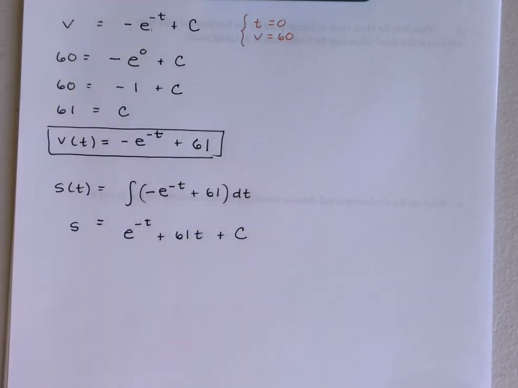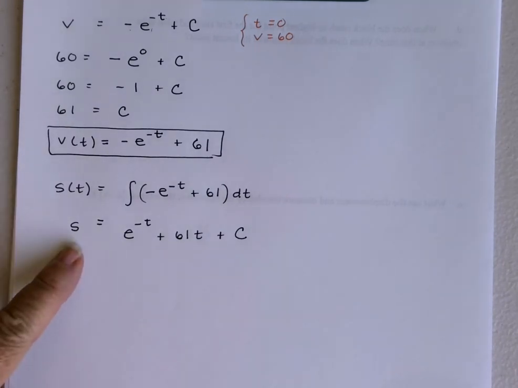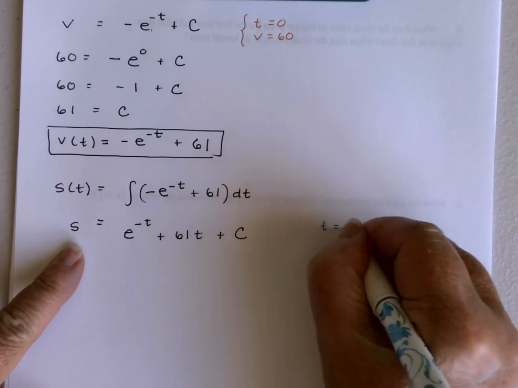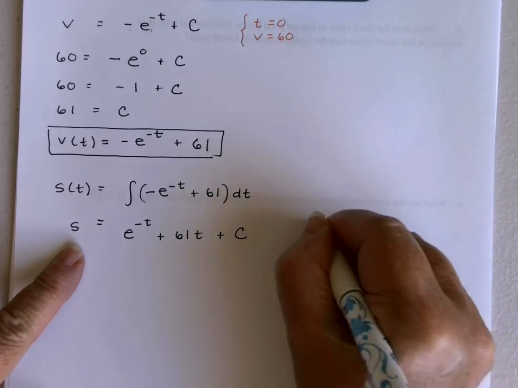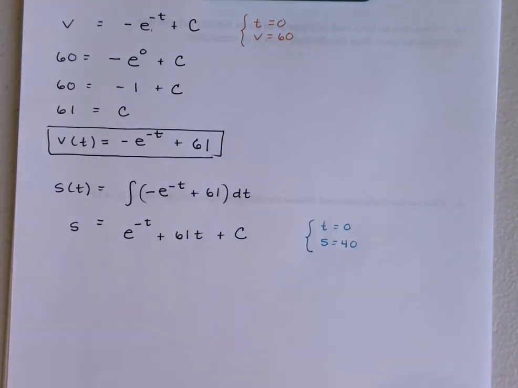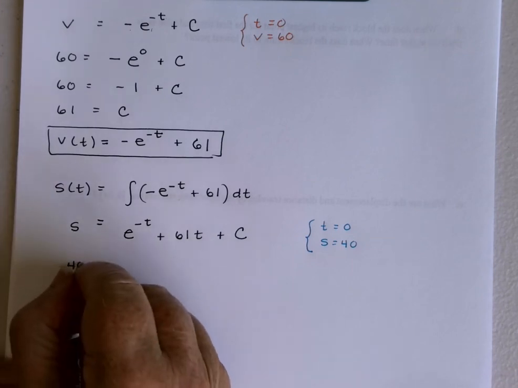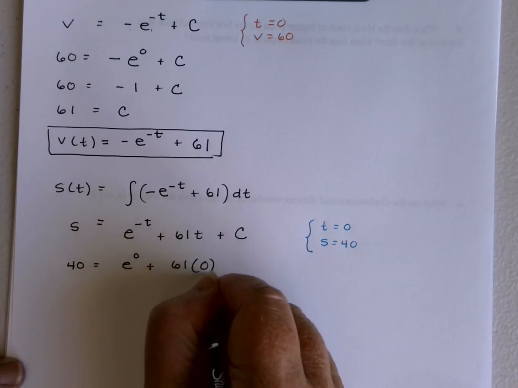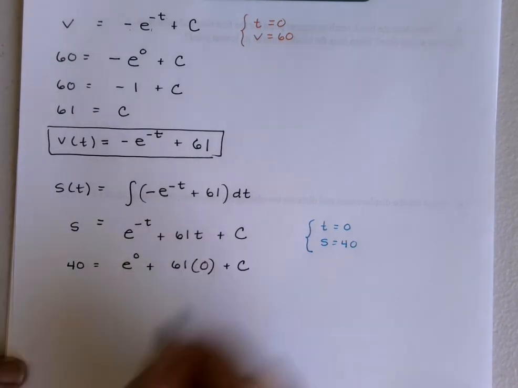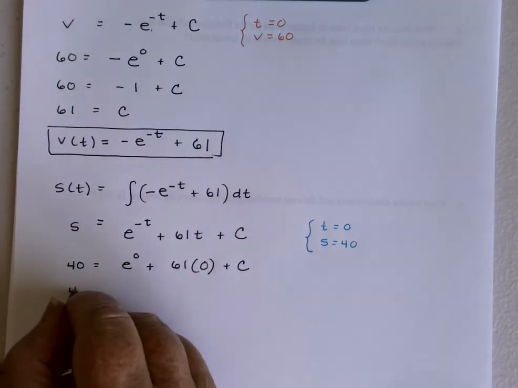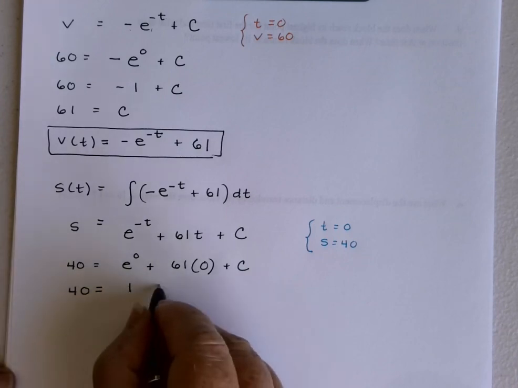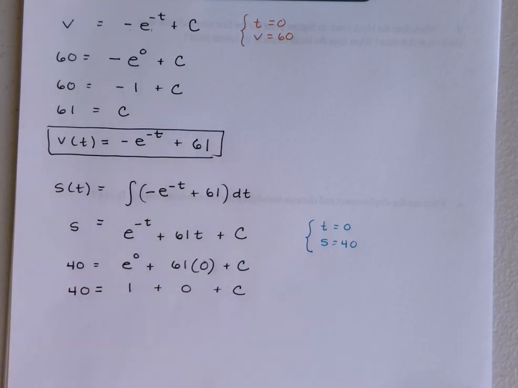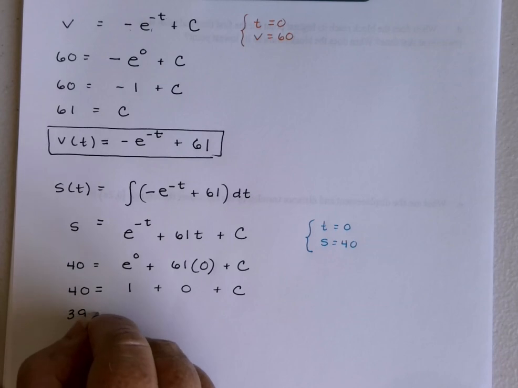This is my s. And it's cut off of my picture, but you can look back at the top and see that we were given an initial condition for position. We were told that s of 0 equals 40. So at time 0, s will be 40. Now let's go ahead and plug that in. So 40 equals e to the 0 plus 61 times 0 plus c. That would be 1 plus 0 plus c. And it looks like c is 39.